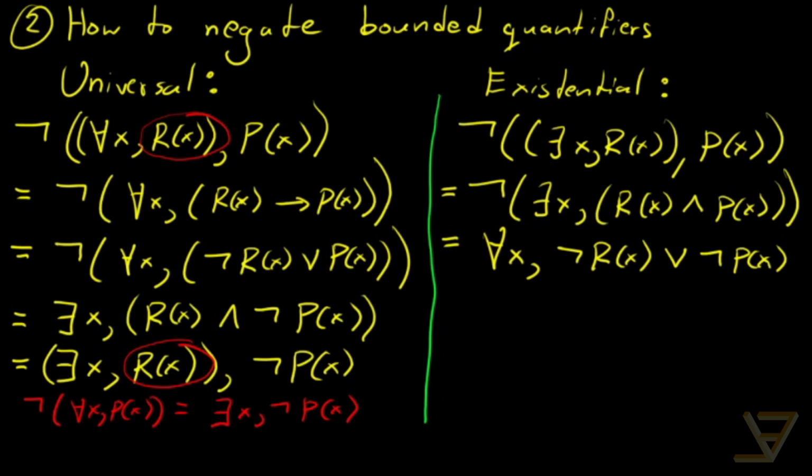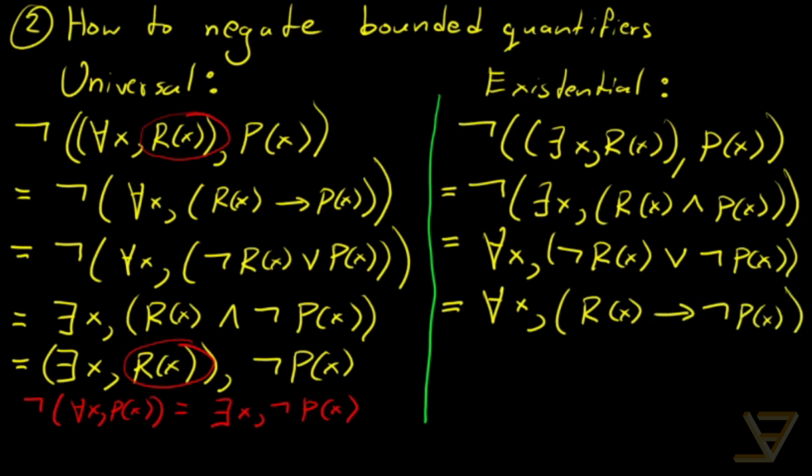The trick here is that the not r of x or, that part is an implication in disguise. So we can write this as for all x, r of x implies not p of x. And by the definition of a bounded universal quantifier, we can pull the r of x out to get for all x, r of x, not p of x.